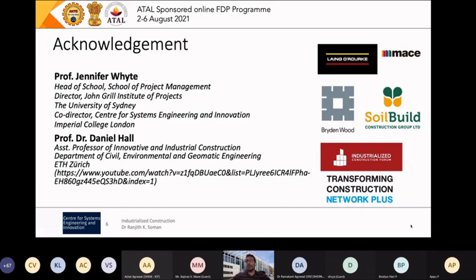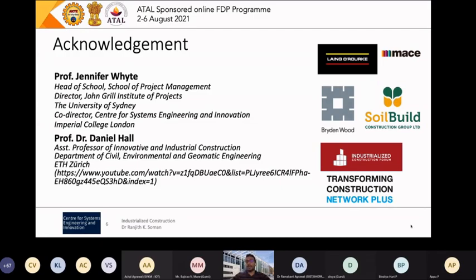Then there is Bryden Wood, a forward-thinking consultant in the UK, who have made a lot of digital tools and configurators for achieving this industrialized construction. Also, Soilbuild Construction Group in Singapore. They have an amazing supply chain and construction factory within Singapore for manufactured buildings, and they gave us a really good opportunity to visit their places, share their understanding, and collaborate with them.